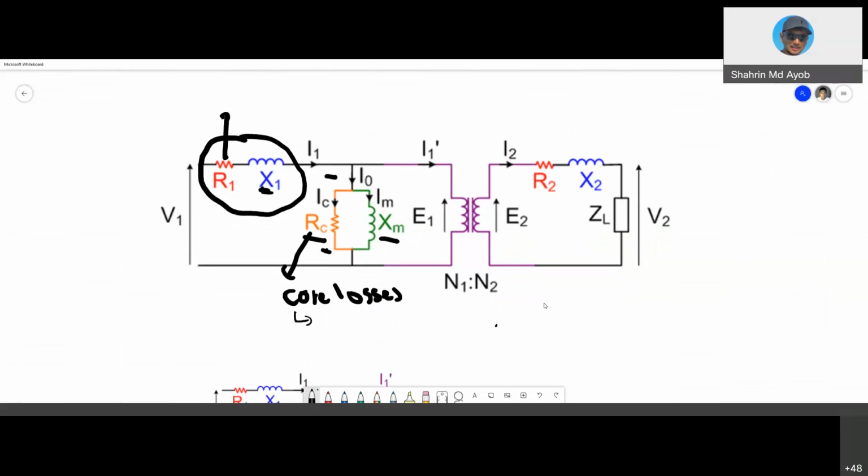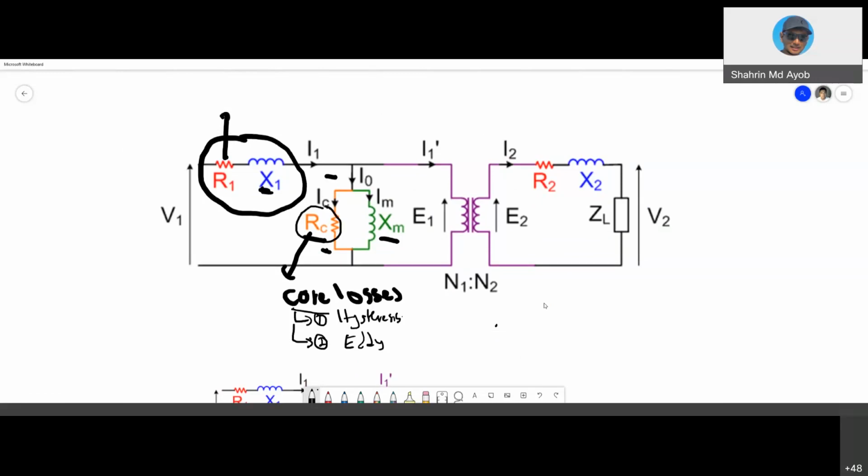Can you name them, the first one and the second one? What are the losses that we associate with the core? Yes, hysteresis, and the second one is eddy current losses. Okay, good. So this is actually lumped together, so we represent it as a resistance. And XM is the reactance due to the magnetization effect.